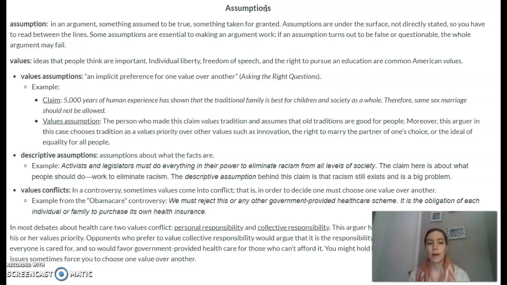Does that make sense? And so when people are making arguments, there are arguments that are based off assumptions, right? All arguments have assumptions, so assumptions are not necessarily problematic. It's just that it's a weakness in an argument because people can disagree with the facts, or values can come into conflict.